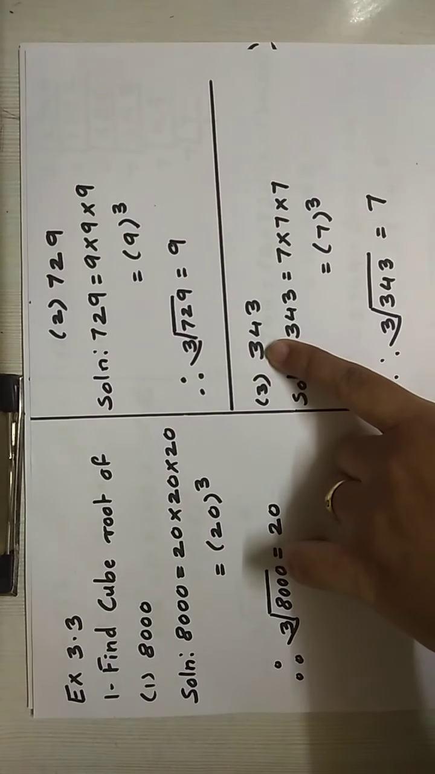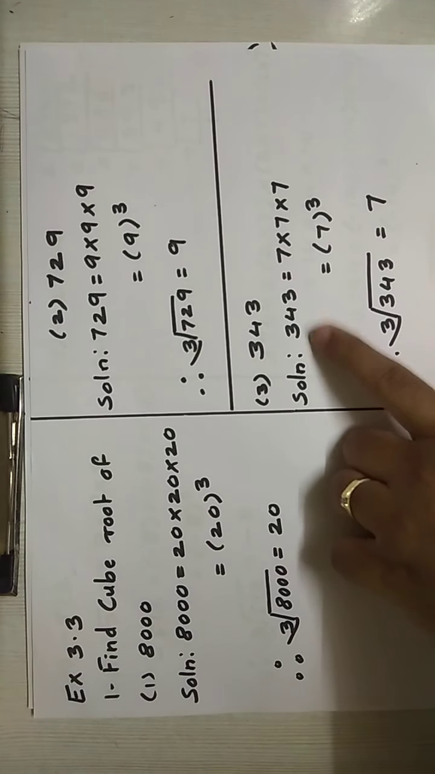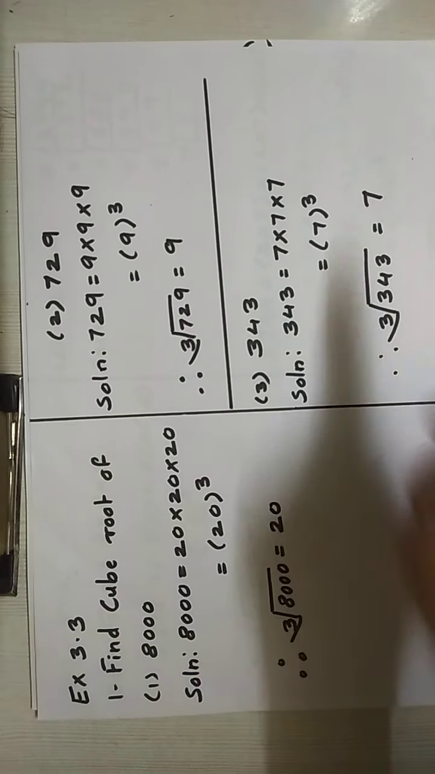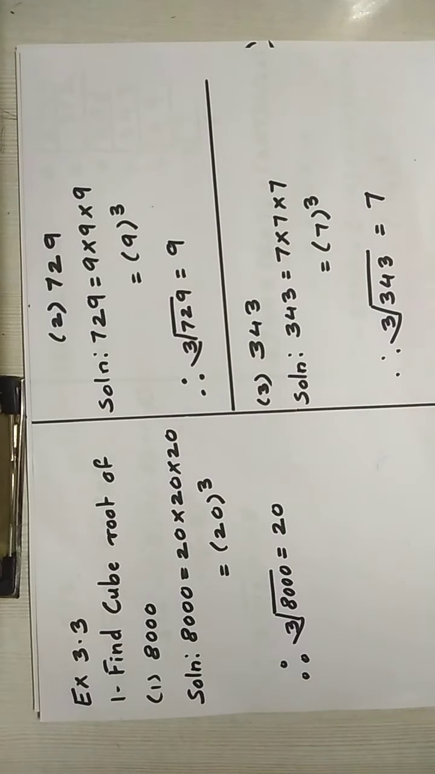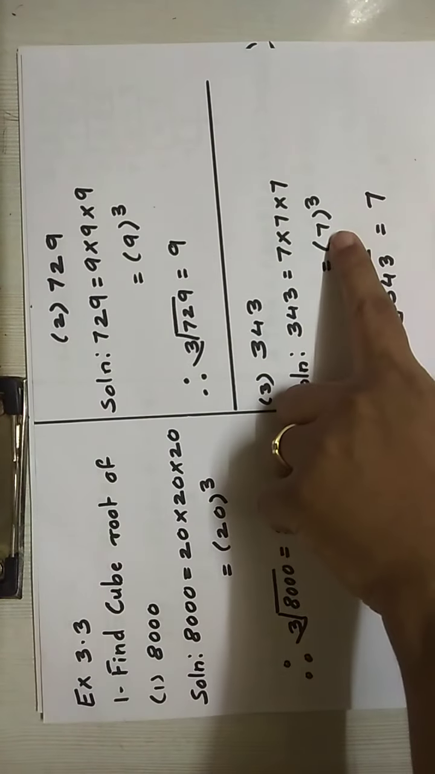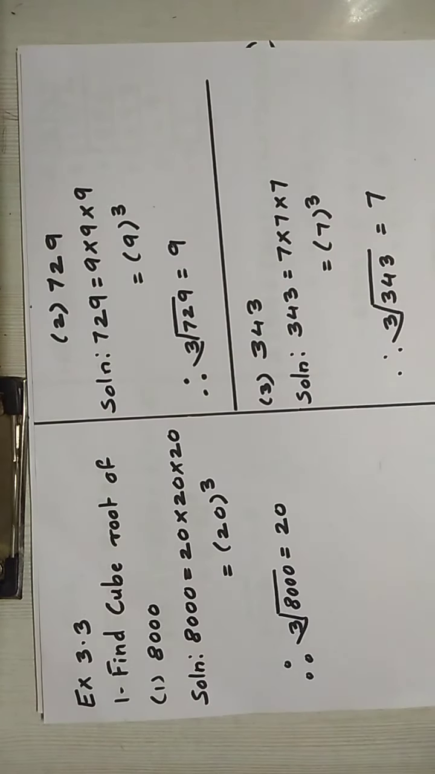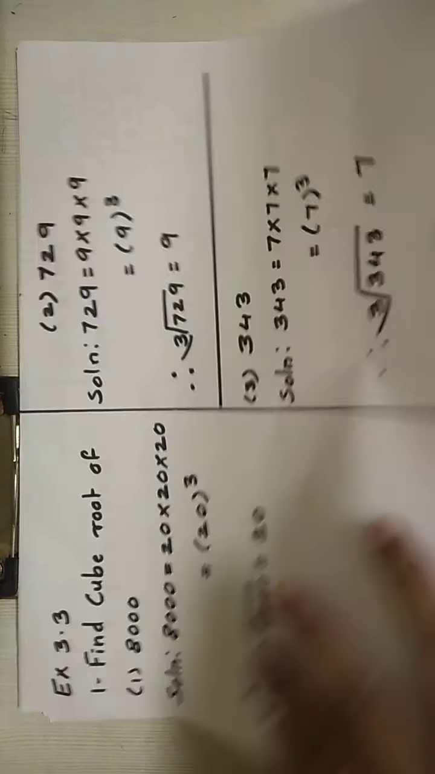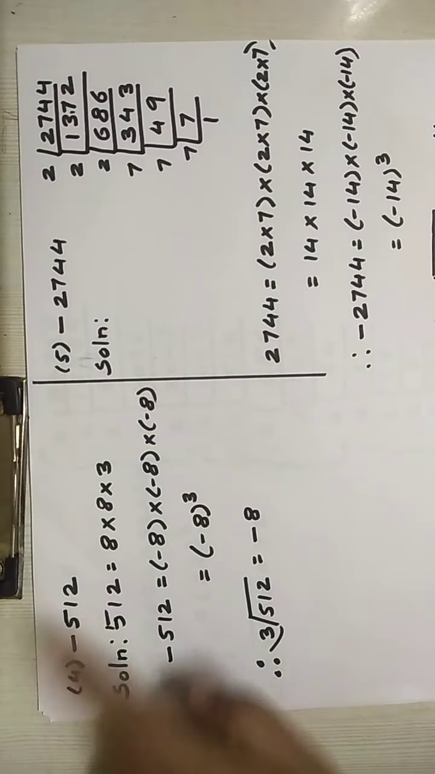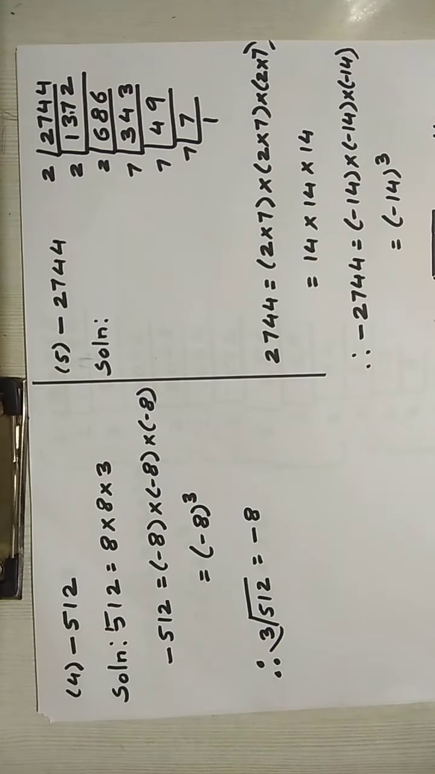Next sum is 343. 343 is 7 into 7 into 7, that is 7 cube. So if 343 is 7 cube, that means the cube root of 343 will be 7. Okay. Now the next sum says minus 512. Now minus 512 means a negative sign is there.